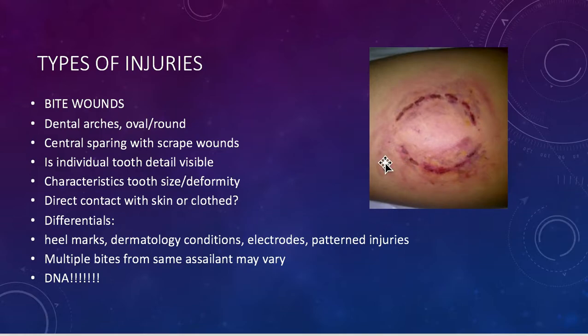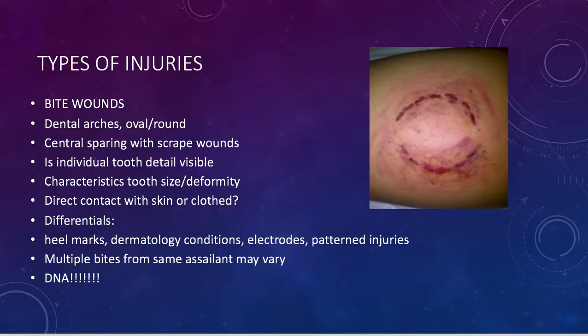But one of the big things with it is you'll have central sparing. And you may have some scraping wounds that are going towards the central sparing, and that's from the teeth coming down on the skin and then letting go. Normally people that bite down during an assault don't necessarily open their jaw to let go right away. It's usually a biting, pulling, tearing force. So you're going to have scrape wounds going towards the center, usually from the upper and the lower.